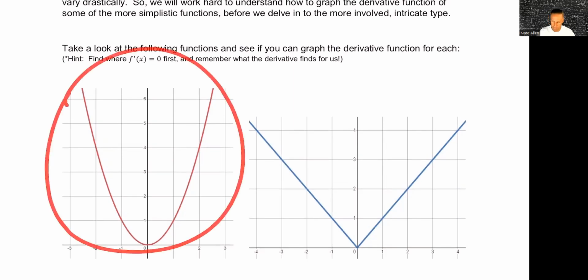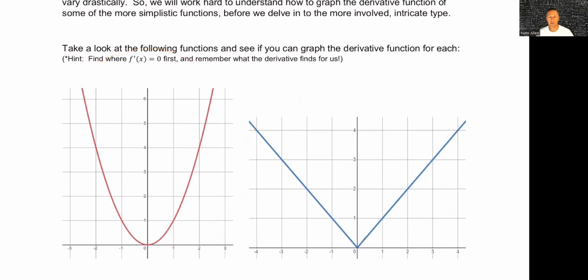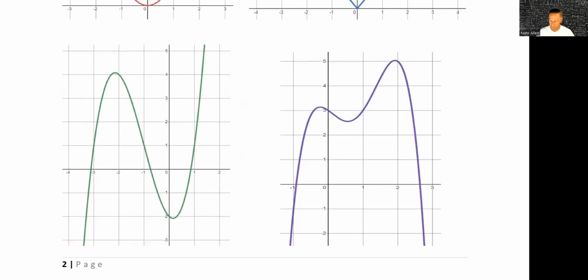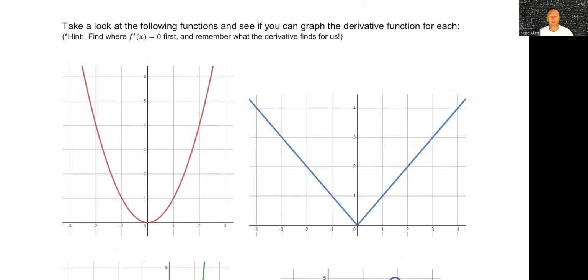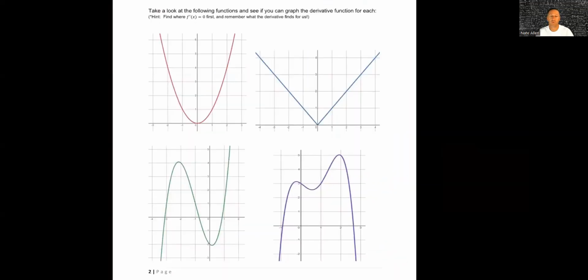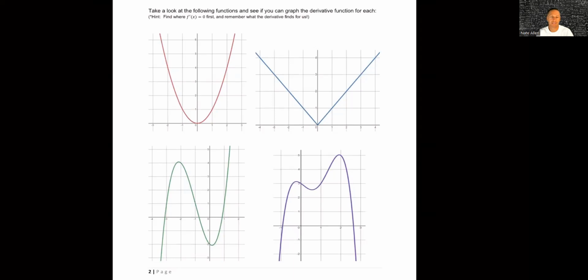Say we had this parabola or this absolute value, or even a cubic function or a quartic polynomial. We want to be able to also look at these and find the derivative function as a graph. So I'd really like you all to pause it right here and see if you can at least come up with some part of the graph, if not all of it, for each and every one of these for the derivative of each. And just as a reminder here, I gave you a little hint. Remember what the derivative finds for us.